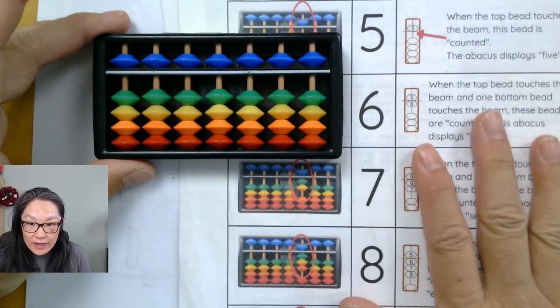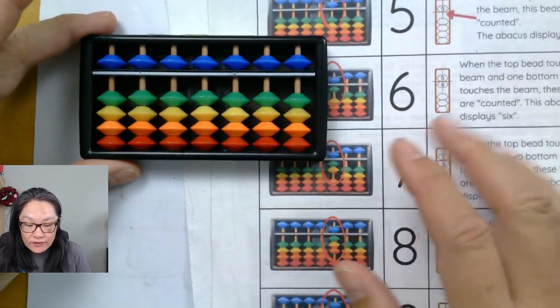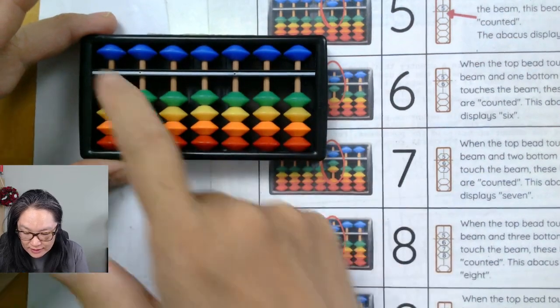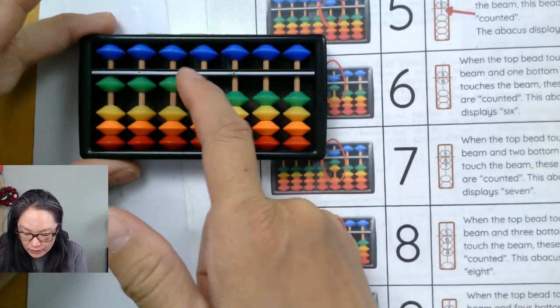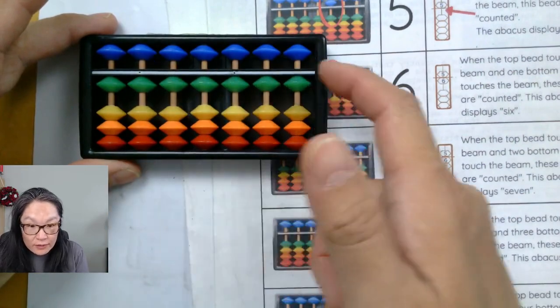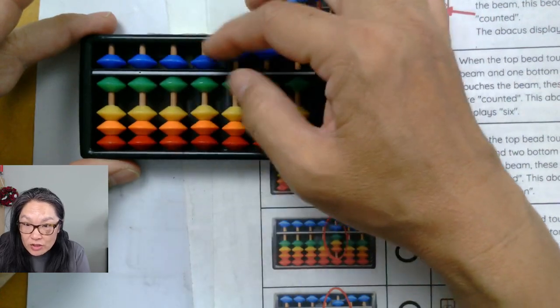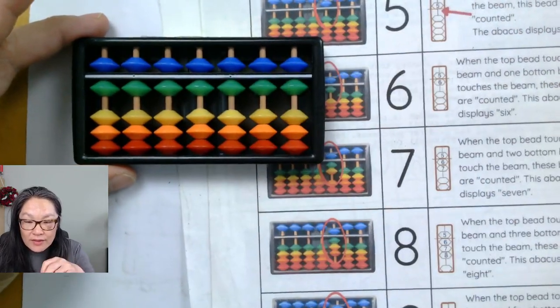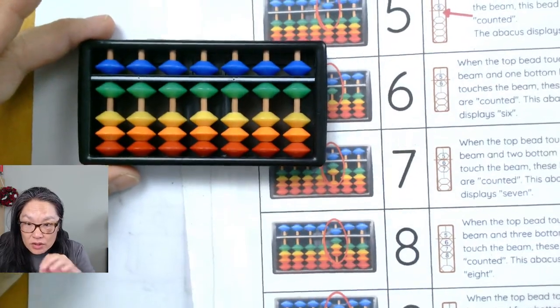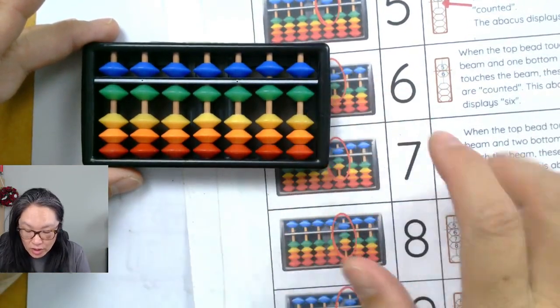After 5, we have 6. 6 looks very familiar. If we have this is 0, we have 1, 1, 1, 1, 1, 1, 1. And then we have 6. It just means that we're going to bring the 5 bead down. So all of the beads that come down, that is what we call 6. So now we have 6. All of these columns have 6.